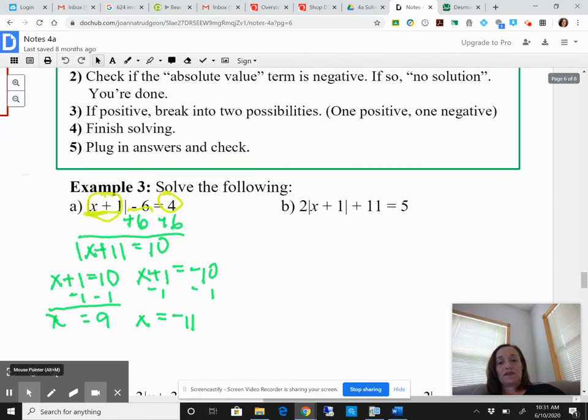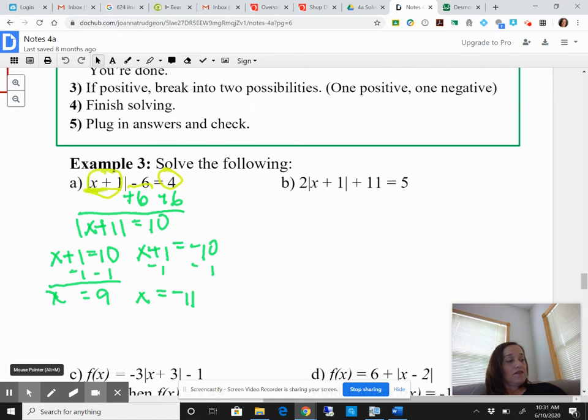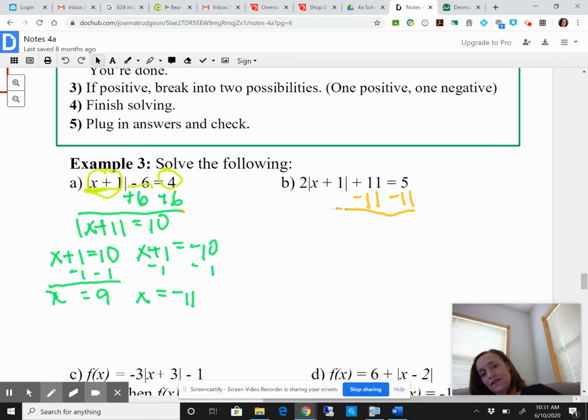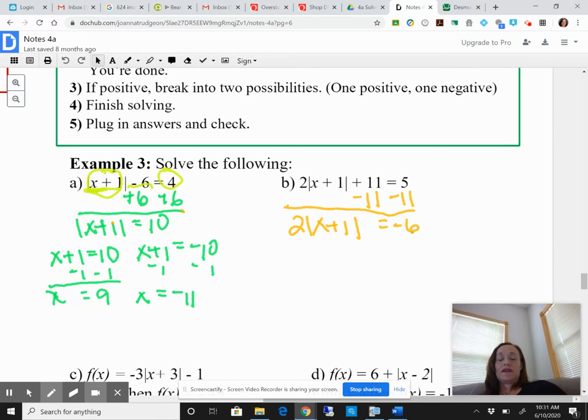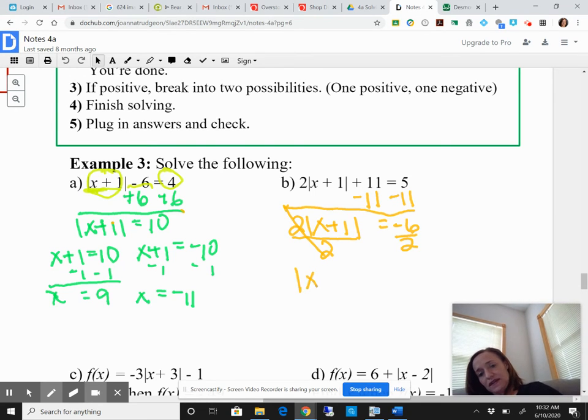Moving to the right problem here. Now this one I want to talk about because I could just have you do this one on your own, but it ends up being a special case, which you are going to like. I'm going to isolate by subtracting 11 right away. So you're supposed to isolate the absolute value. That's the first thing you need to do. This is going to be negative 6. Now I still need to isolate. There's that 2 there, so I'm going to divide by 2. And you get, the 2's cancel out, x plus 1 equals negative 3.